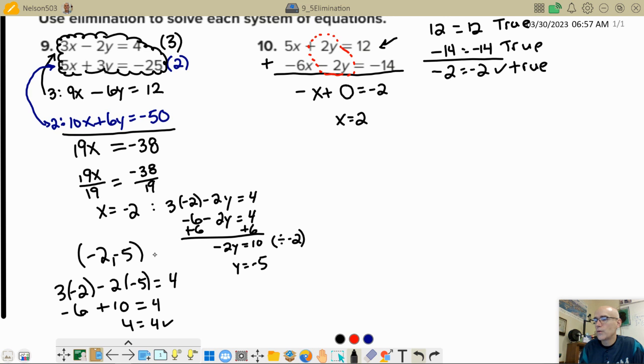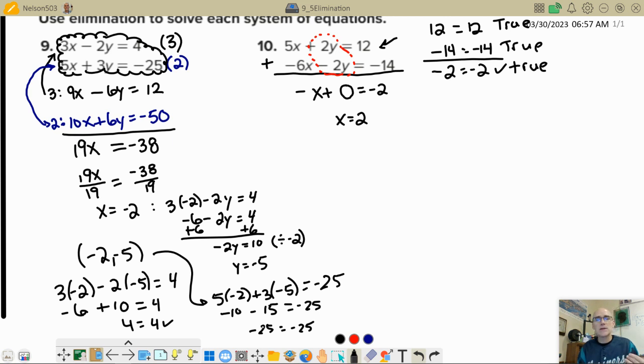Let's see if negative 2, negative 5 works on the other equation. So I go 5 times negative 2 plus 3 times negative 5. Does that equal negative 25? I got negative 10 minus 15. Yes, it does. That is definitely negative 25, right? So I've checked my work, just by substituting in, but I could also check my work on Desmos by graphing the lines and seeing if they intersect in the right place.